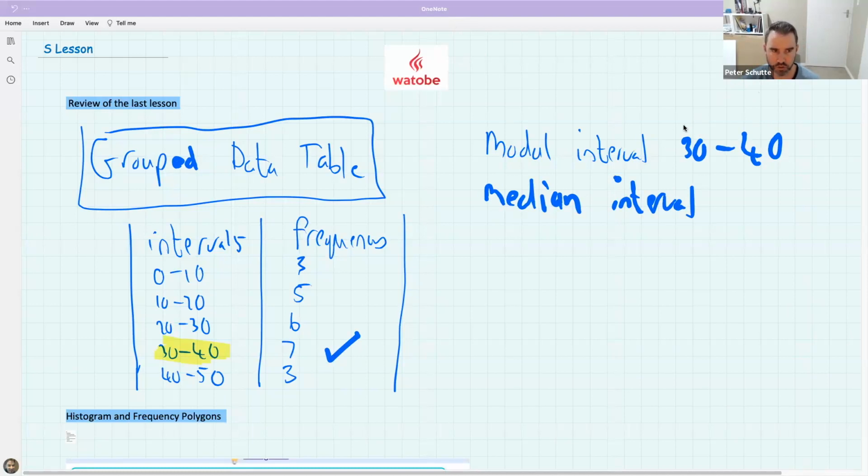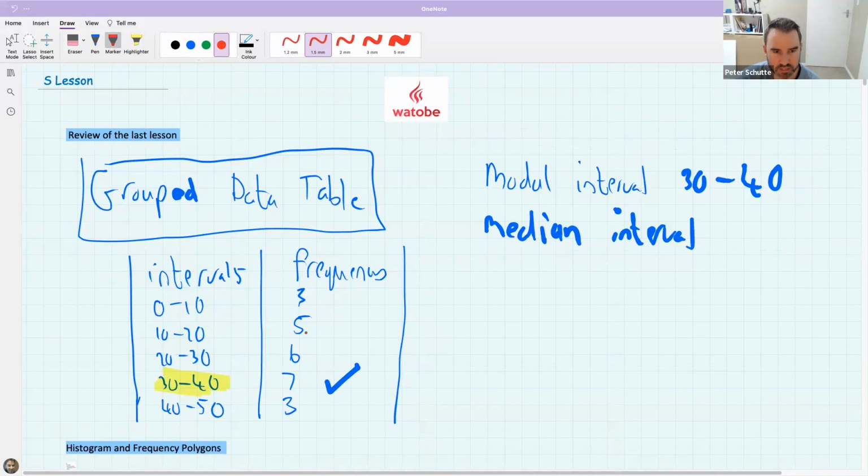And what do we need to do in order to work out the median interval for a grouped data table? Okay, you can do cumulative frequency to help you. Absolutely, you can. I was thinking we need to know how many items there are in the data set, don't we? So what will my n be for this little example I've made up?